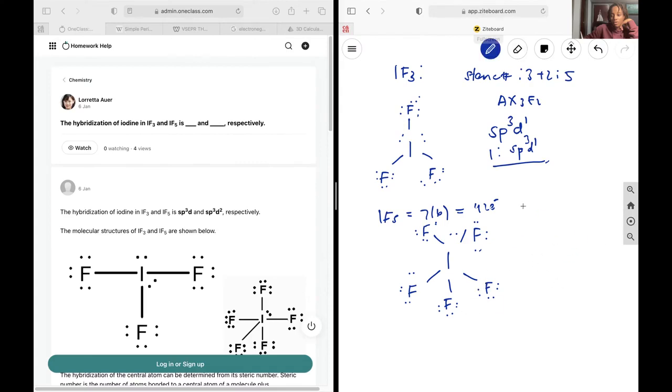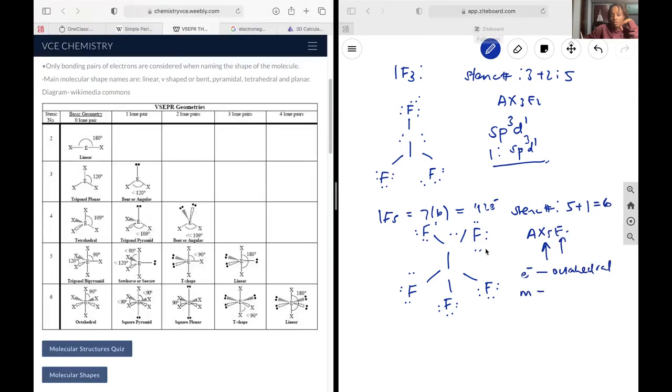And so now I will check the steric number, and it will be 5 plus the 1 lone pair that I have, so 6. Its notation will be AX5E. So the 1 lone pair and the 5 bonding pairs. So its electron geometry is going to be octahedral. Its molecular geometry is going to be square pyramid.